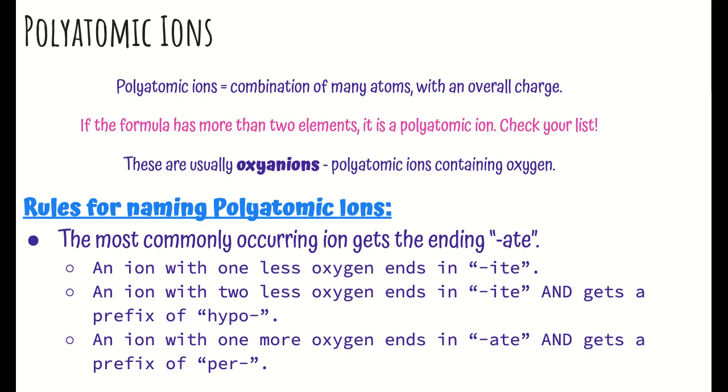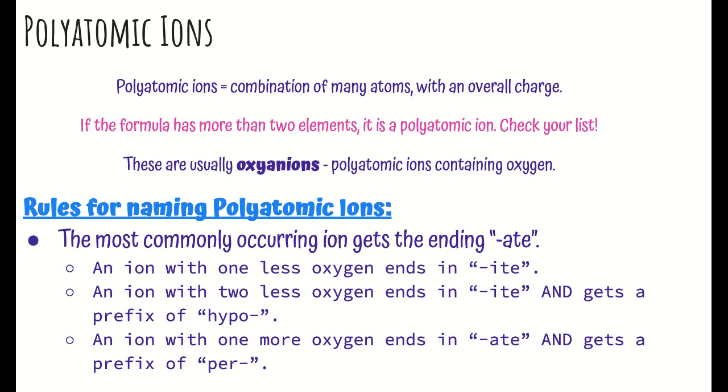You do not need to memorize the rules for naming polyatomic ions. I'm not going to ask you to name them out of nowhere. You'll always have your sheet to reference, but this is where the names come from. Whenever you have a polyatomic ion, there's an ion that occurs naturally, its most common state. That one's going to get the ending of ATE.